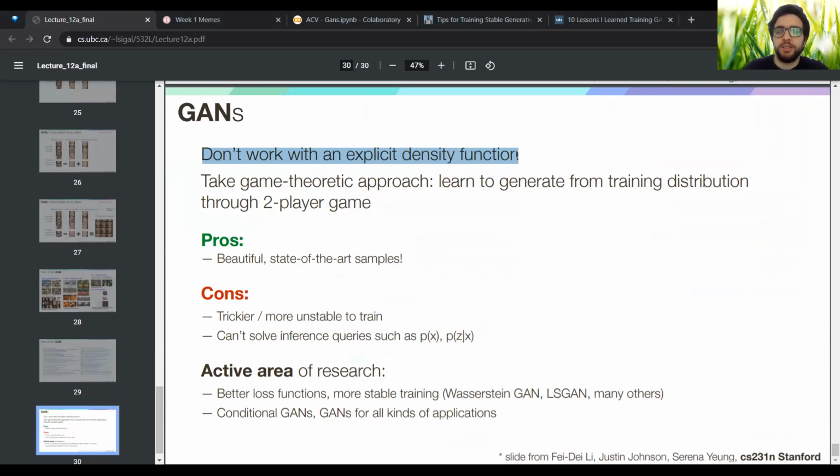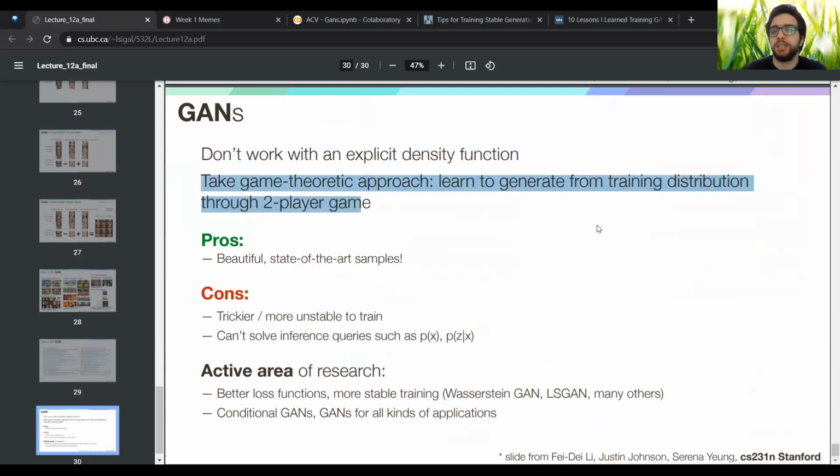The pros and cons of the GANs. They don't work with an explicit density function, and they take a game theoretic approach. They learn to generate from the training distribution through a two-player game. This is what we really are interested in: the idea of having two neural networks play against each other. The pro is that it gives very beautiful, state-of-the-art samples. The con is that it's trickier and more unstable to train.